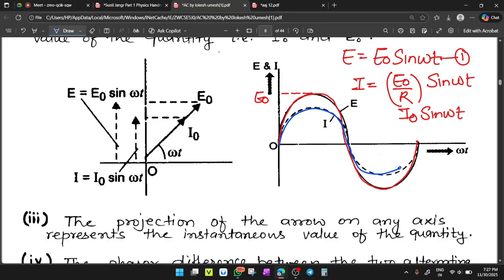Yes or no? The magnitude of current will be less. Here the maximum value of current will be less compared to E0. Why? Because I0 is made from E0 by R. Clear? So by dividing by R, it will surely have some less value. Clear, beta?